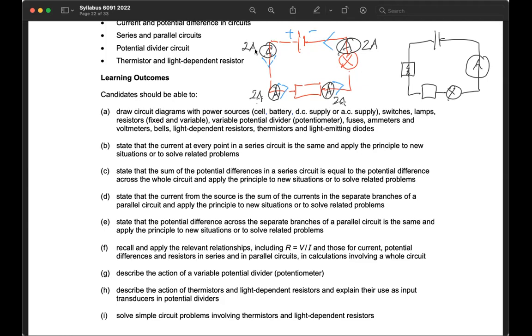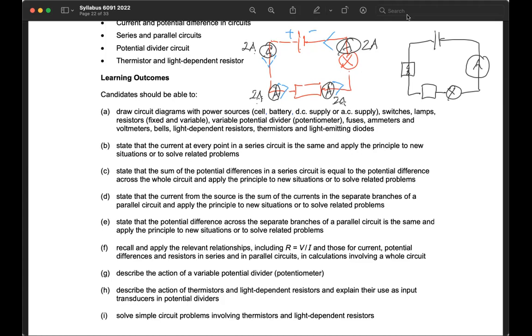Is that clear? If you understand this, give me a thumbs up. If you understand that an ammeter should have no resistance to effectively measure the current, give me a thumbs up. And if you understand why, give me a thumbs up. Xiaoxing and Howie, are you okay?